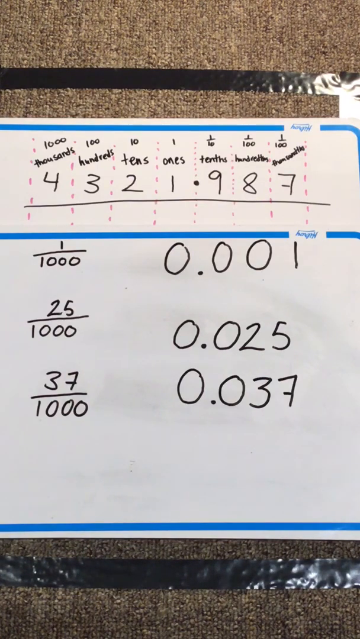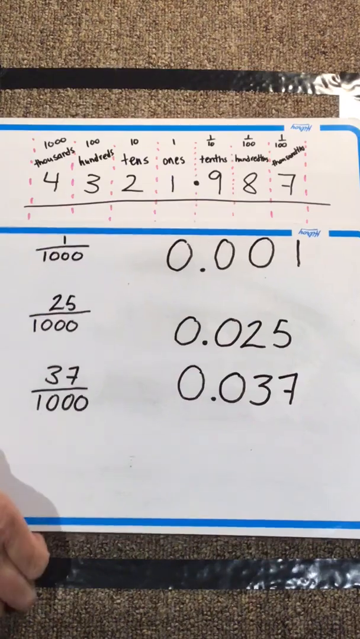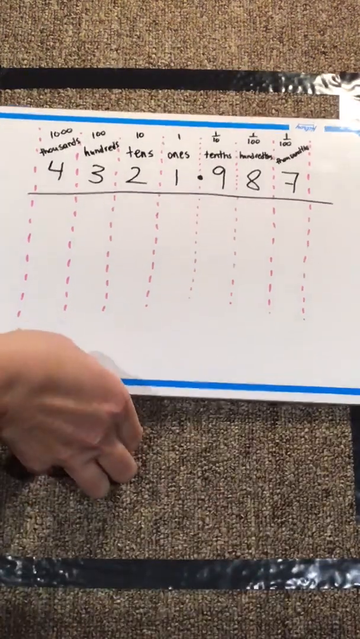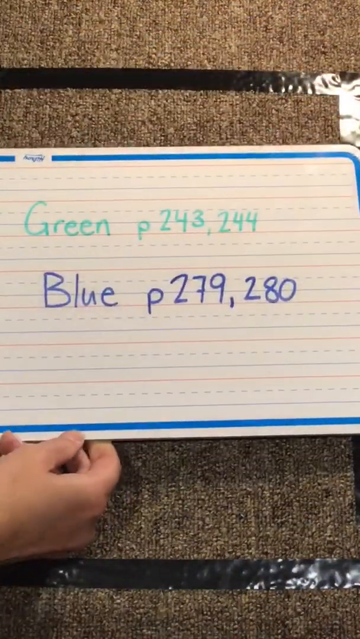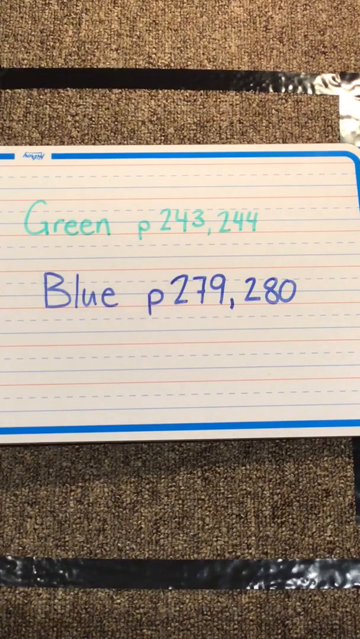All right, I think you should know everything you need to know to be able to do your math for this week, other than what math you're going to do this week. If you've got a green math book, this week you're going to do page 243 and page 244. If you have a blue math book, you're going to do page 279 and 280. All right, happy mathing!